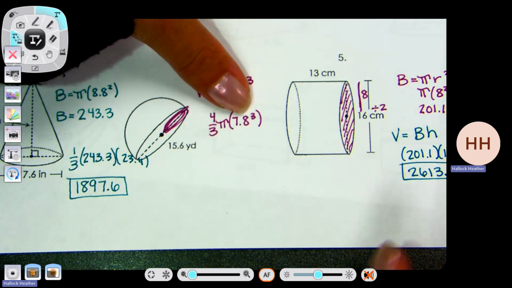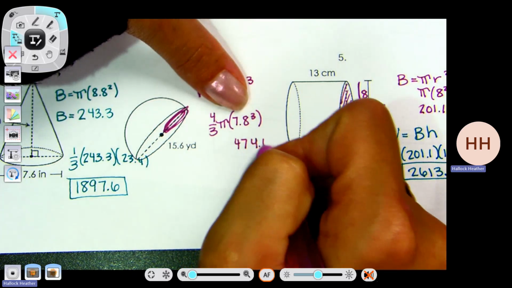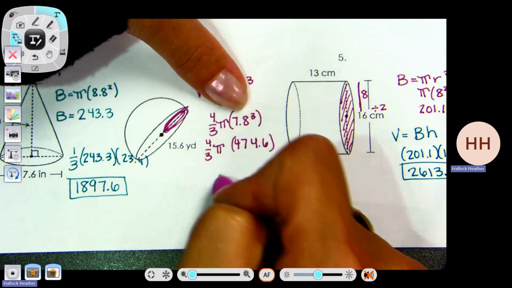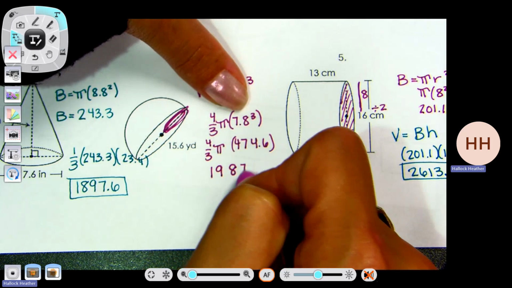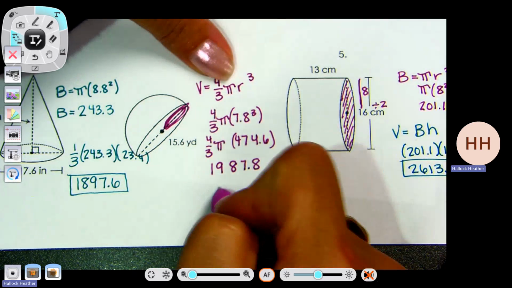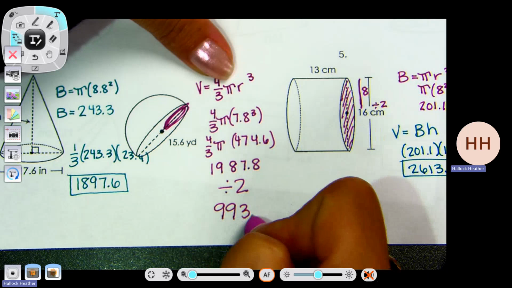Okay, 7.8 cubed gives you like 474.6-ish. You're multiplying by pi, and then you're multiplying by 4/3, which gives you around 198. Okay, that's not the answer. Divide by 2 because it's not a whole sphere. It's a half a sphere. So 993.9.